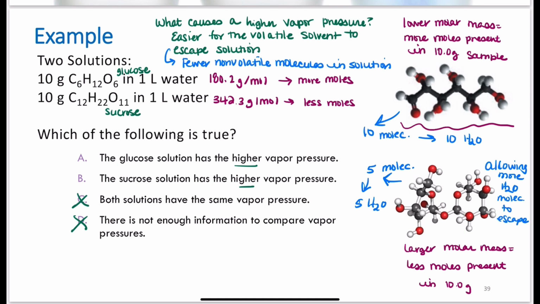More escaped, which causes a higher vapor pressure. So the sucrose solution has the higher vapor pressure, because it has fewer particles present, therefore it allows more molecules to escape.